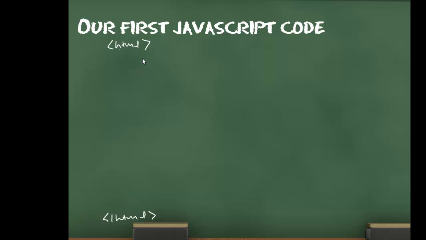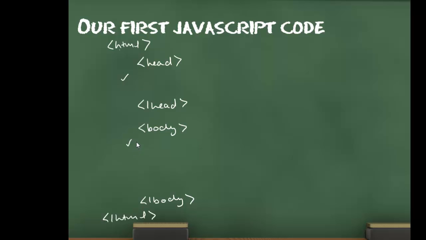Now every web page has 2 sections. One is the head section and the other one is the body section. Right, now where can you write your JavaScript code? You can write your JavaScript code in the head section if you want. You can write your JavaScript code in the body section if you want.